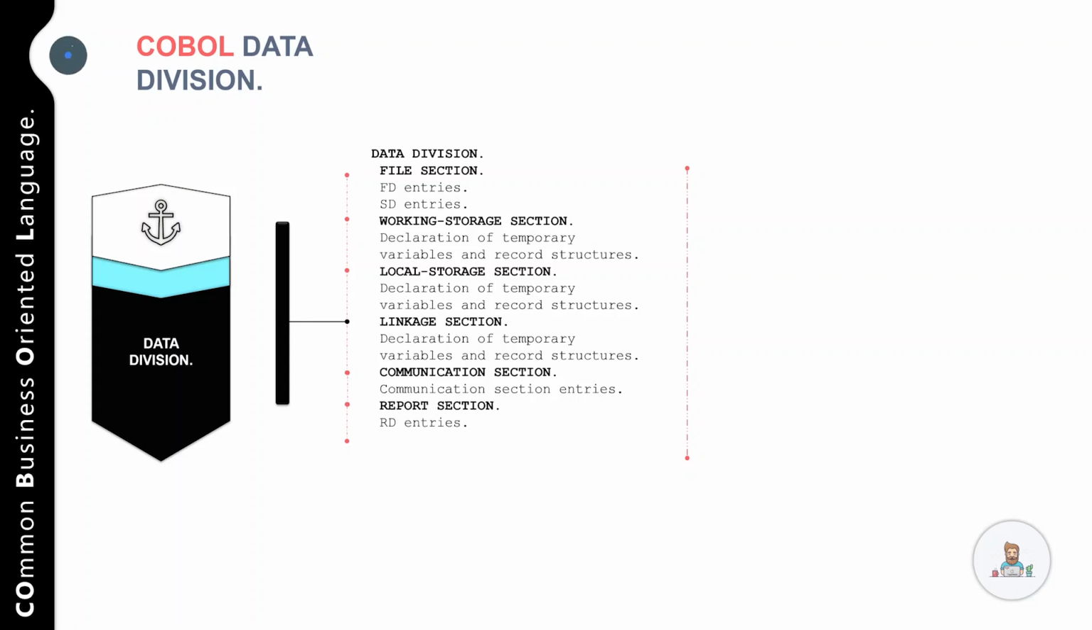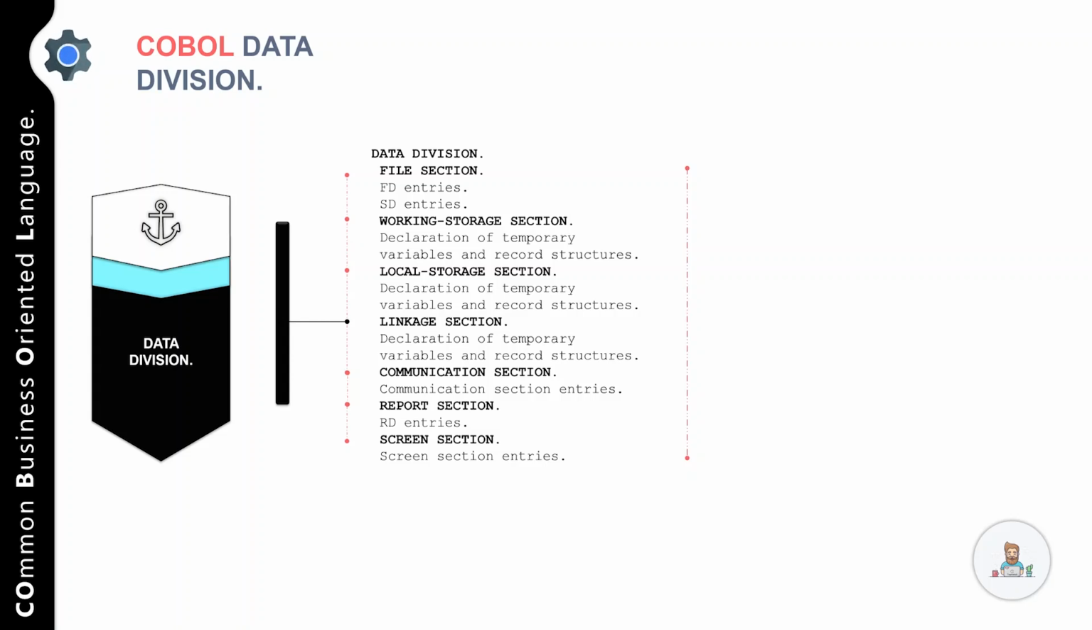The next section is report section, and it is used to describe report descriptor entries which are required for the report writer module. And the last one is screen section, and it is used to describe labels and data items which will be required for formatted input and output in case of an application program which is developed for personal computer.